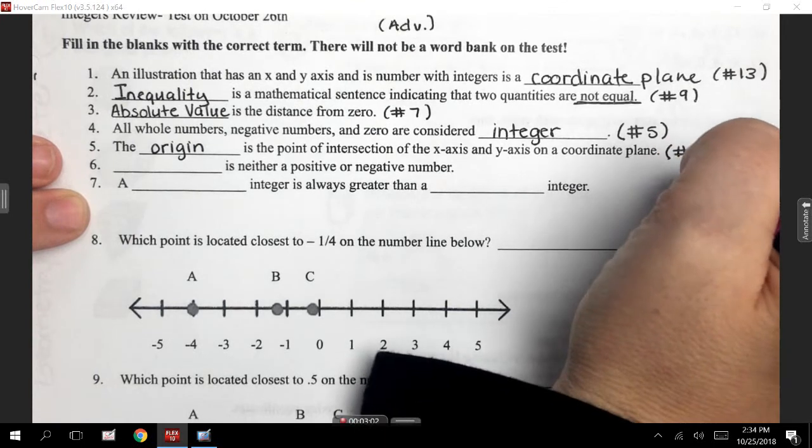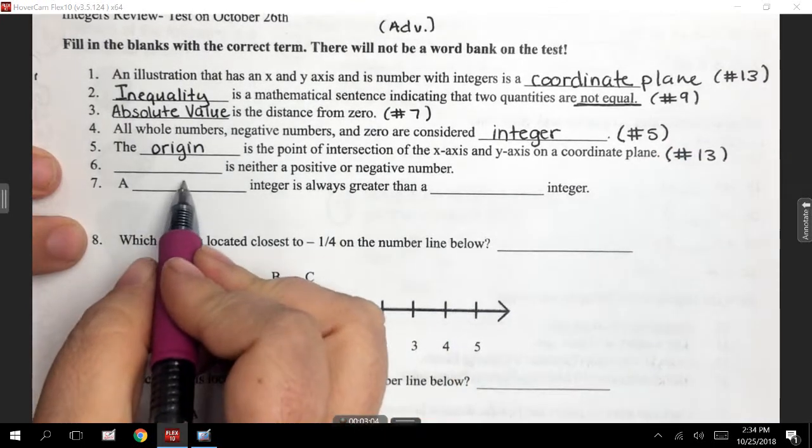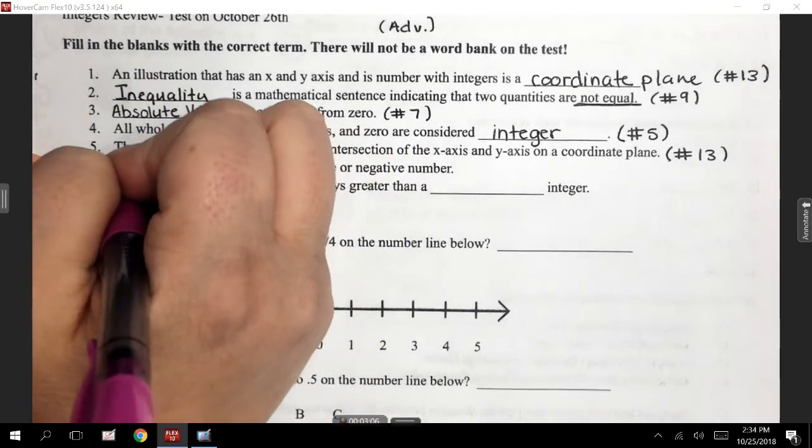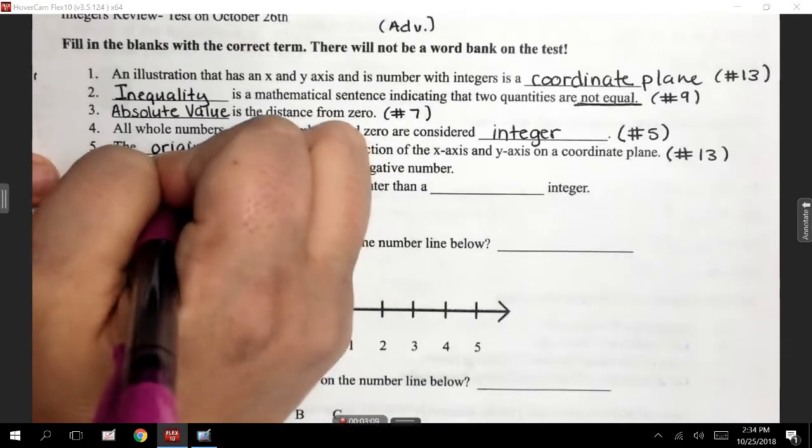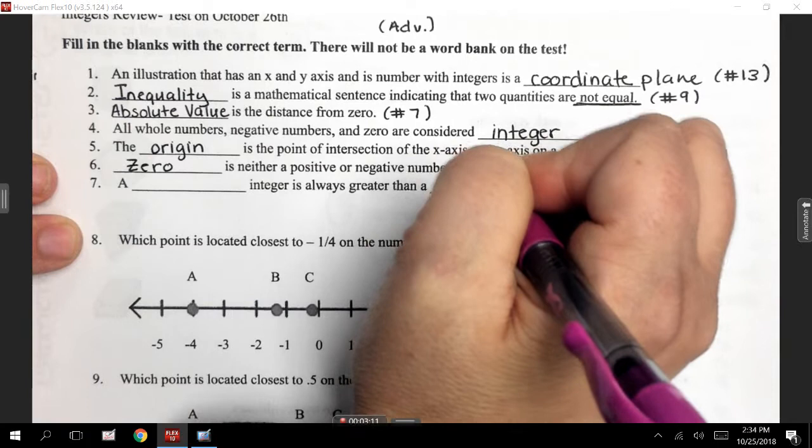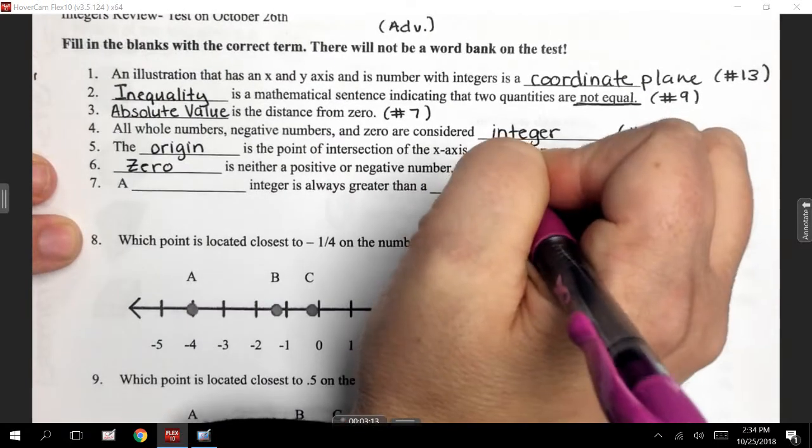All right. Blank is neither positive or negative. 0 is the only number in the whole wide world that is not positive or negative. And this was on number 5.